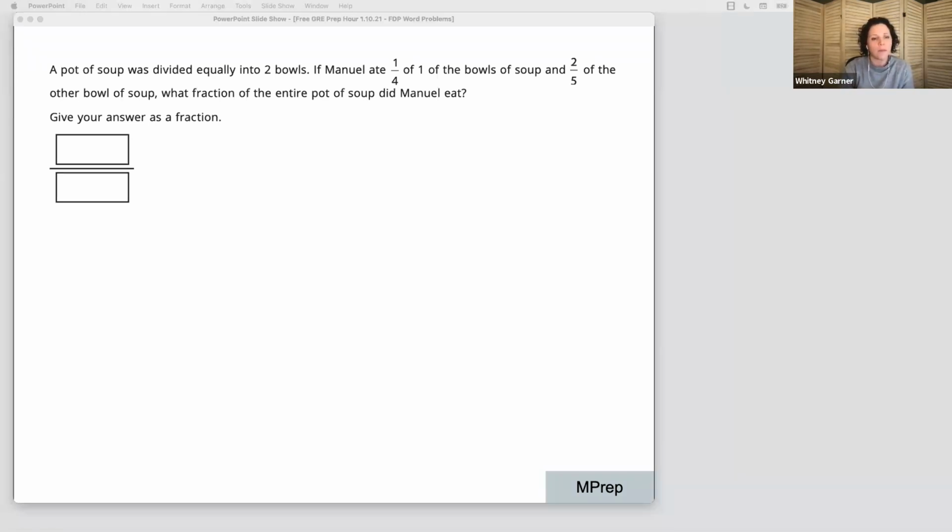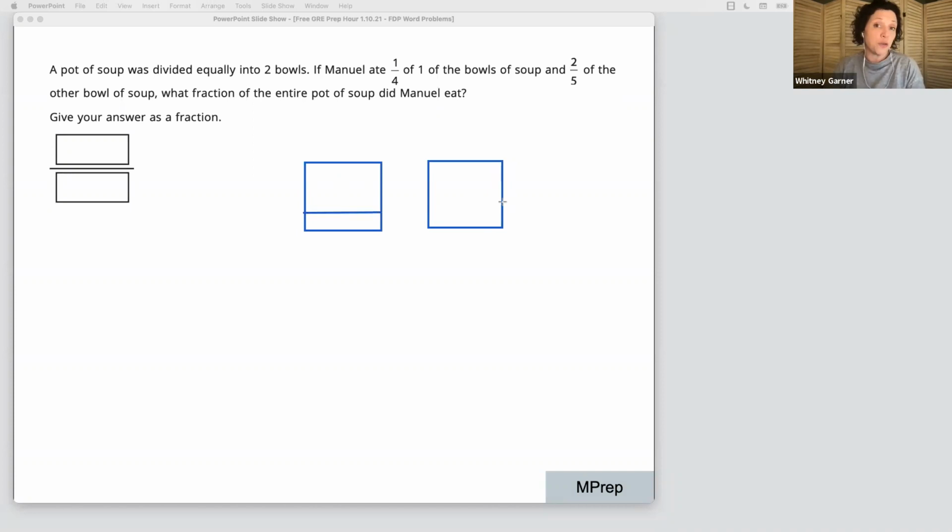All right, so I'm getting a bunch of similar answers. Let me ask you this. If I have 2 bowls of soup, and I eat a quarter of one of those bowls, and 2/5, which is approximately what? What's 2/5 going to be, like around? What fraction is it close to? It's like almost a half.